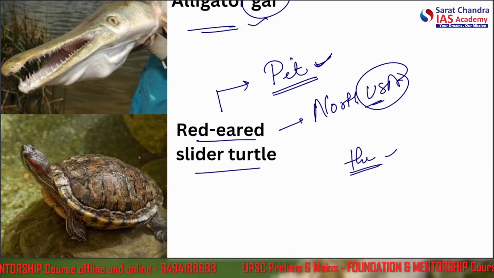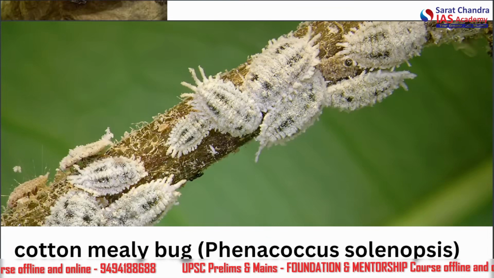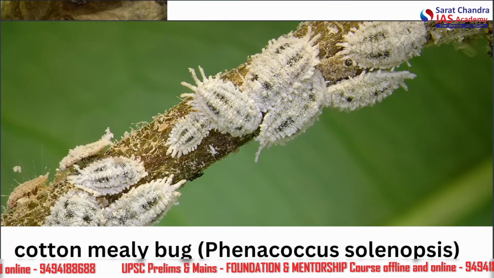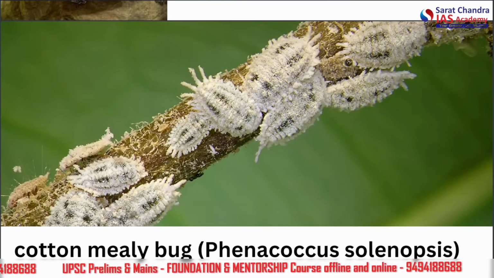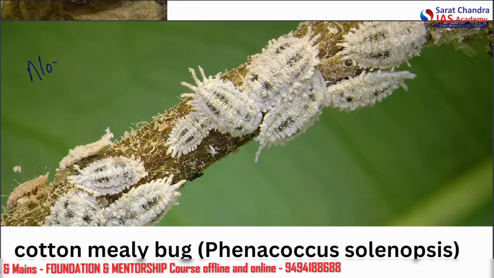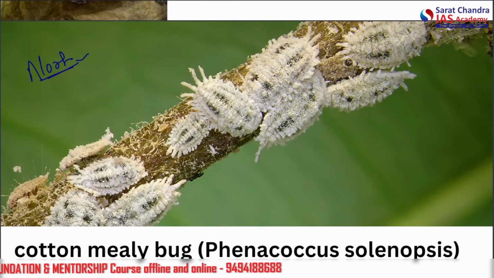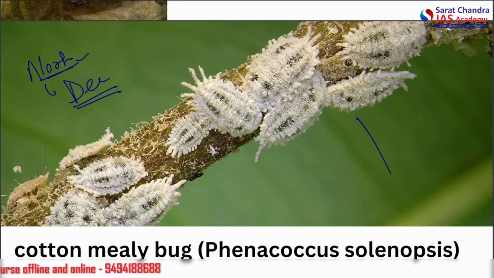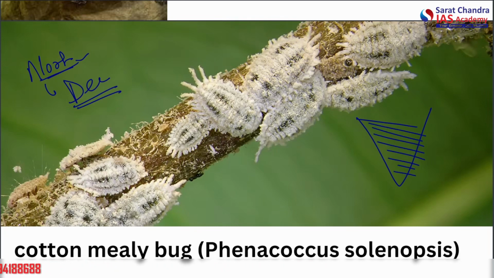Now let's talk about many of these species. Let's say the cotton mealybug. It is also native to North America and it affects a lot of cotton crops in the Deccan, India, or basically southern India. You can put this in the Deccan, India. So the cotton mealybug, that is Phenacoccus solenopsis, affects a lot of cotton crops in the Deccan, India.